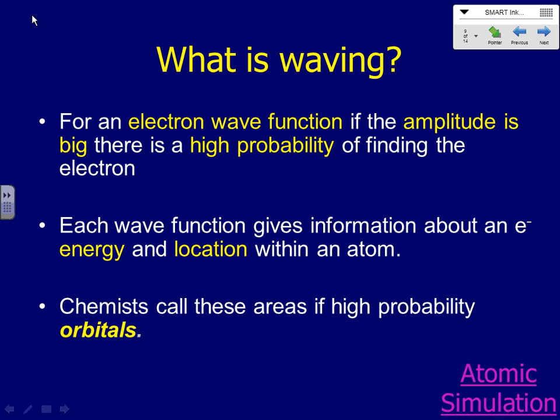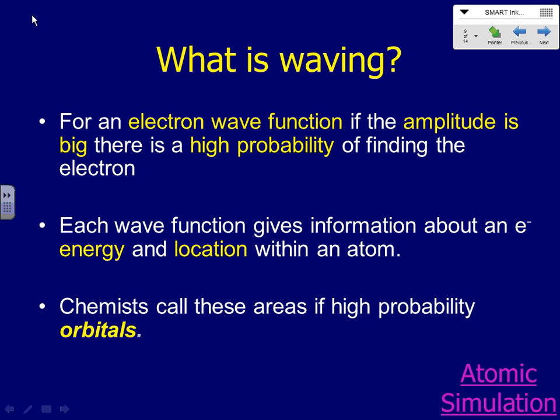The amplitude of the wave function tells me the probability. If it's a big amplitude, a big wave, there's a great probability of finding that electron in there. Each wave function gives me information about the energy and location of the electron within the atom. These 4 special numbers, we call them quantum numbers. They describe all of these new things that we're calling orbitals.